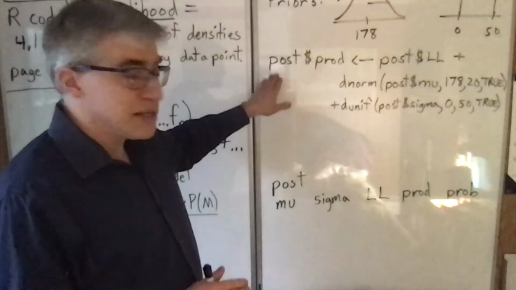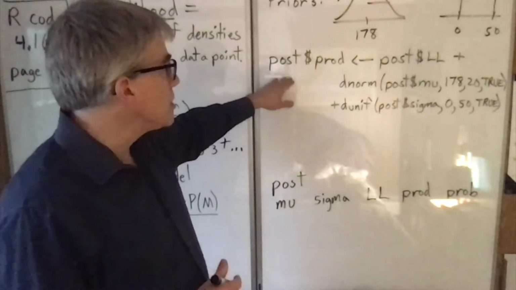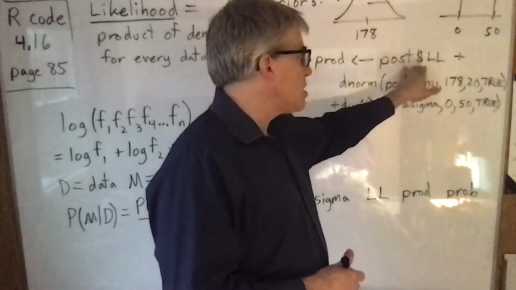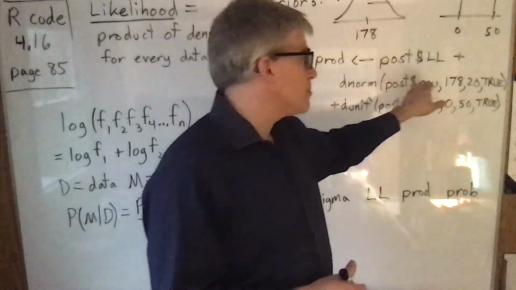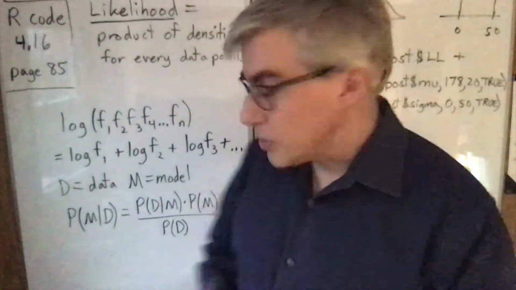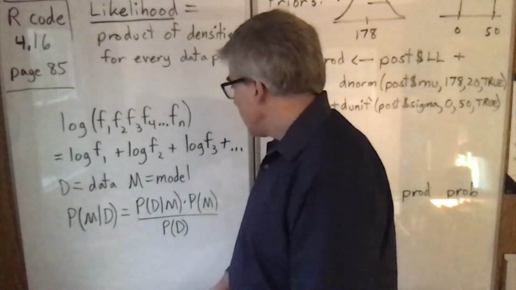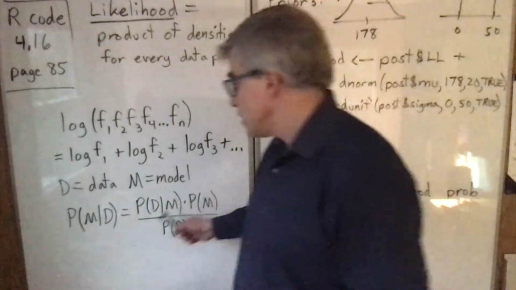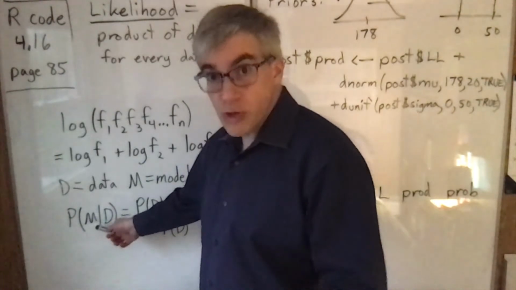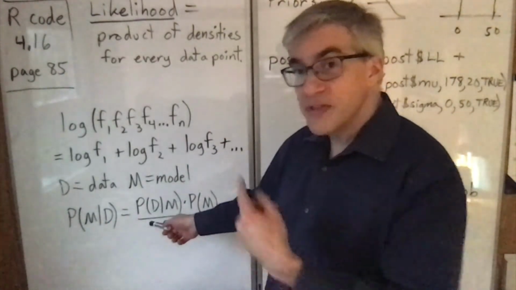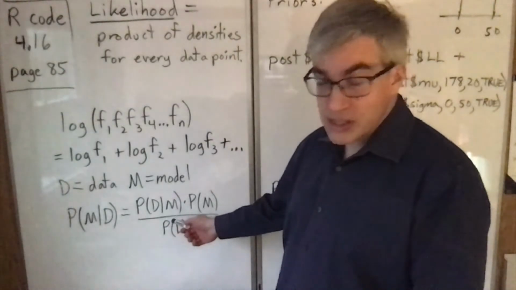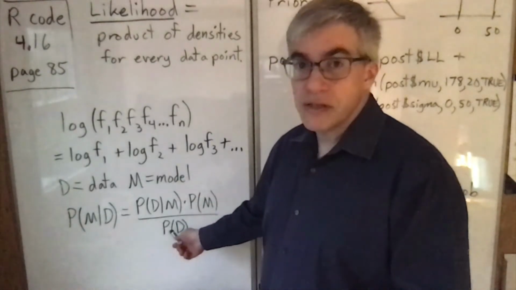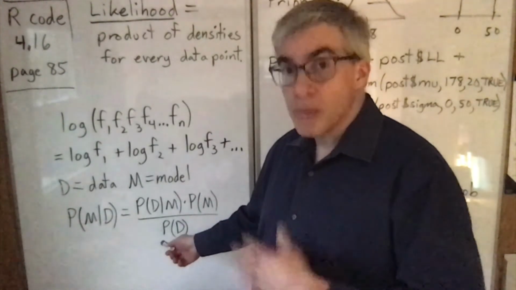Now we come to the second to last line in that piece of code. post$product gets assigned the post$LL plus dnorm this plus dunif that. Reminder on the Bayes that we're overall doing here. If D stands for the data and M stands for your model, the basic Bayesian formula is the probability of your model being true given your data is the probability of the data being true given your model, which was standard probability, times the probability of the model divided by the probability of the data. And that last one we have no idea how to do generally, but we don't need to.